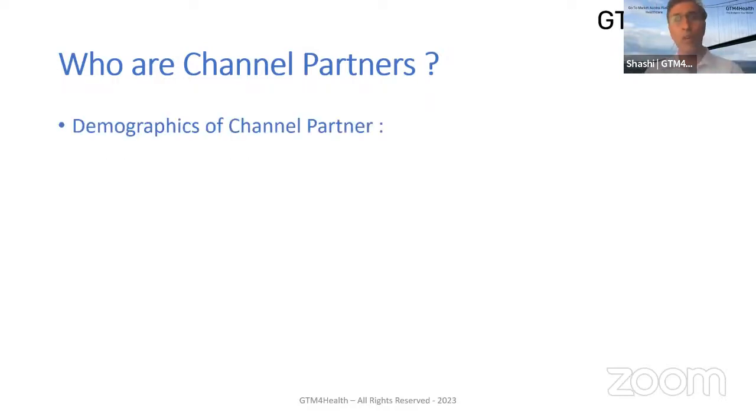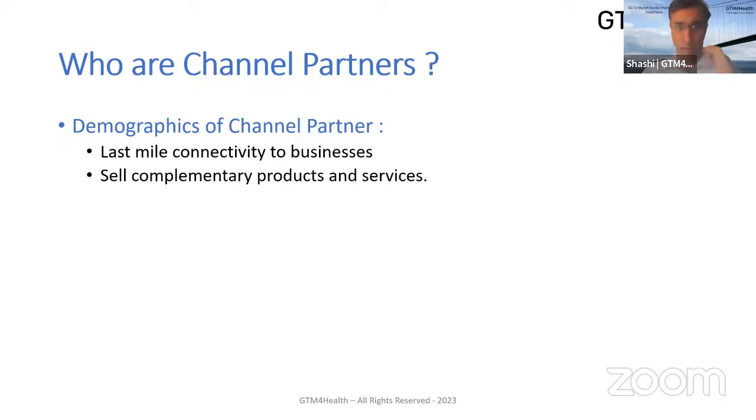So the demographics of a channel partner is something like this. They are the last mile connectivity to business. They are the ones who deliver from a manufacturer the final deliveries to the intended recipients. It could be B2C, a patient, or it could be B2B, a hospital or a lab. And for you to look at them, you need to look at them as complementary products and services.